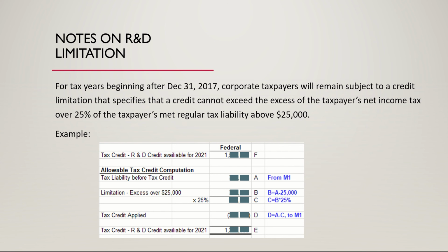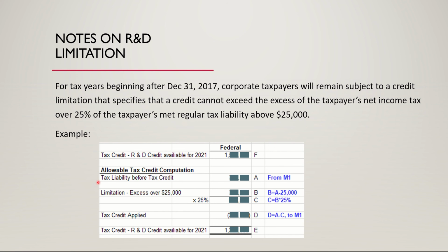For tax years beginning after December 31st, 2017, corporate taxpayers will remain subject to a credit limitation that specifies that the credit cannot exceed the excess of taxpayers' net income tax over 25% of the taxpayers' net regular tax liability above 25K.